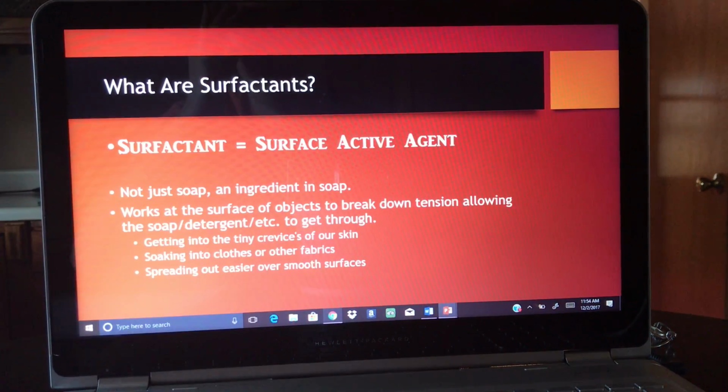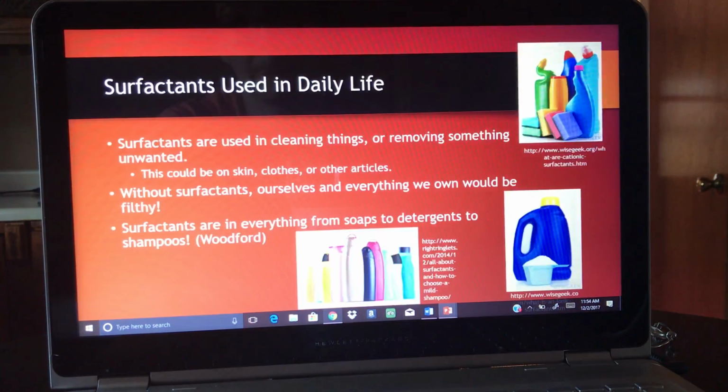So the word surfactant means surface active agent, which kind of gives away what it does. It works at the surface of objects to break down tension, which allows the soap or the detergent or whatever the surfactant is inside to get through. This could mean getting into the tiny crevices of our skin when washing ourselves, soaking into clothes or other fabrics, or simply spreading out easier over smooth surfaces.